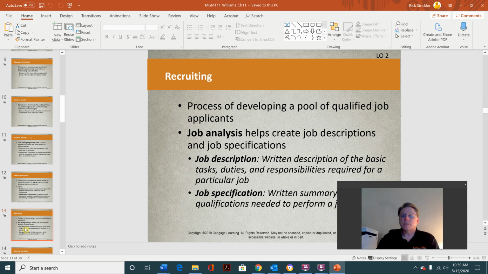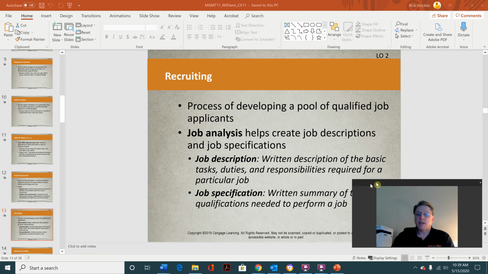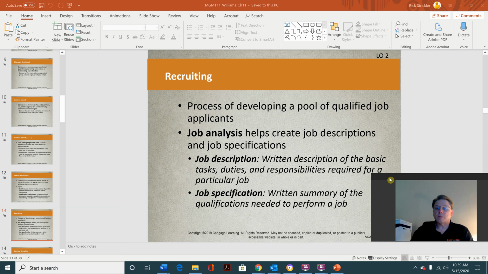Recruiting is the process of developing a pool of qualified job applicants. Job analysis helps create the job description and job specifications. The job description is a written description of the basic job duties, tasks, and responsibilities required for a particular job, and the job specification is a written summary of the qualifications needed to perform the job.